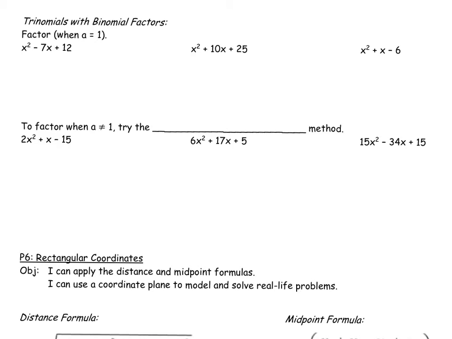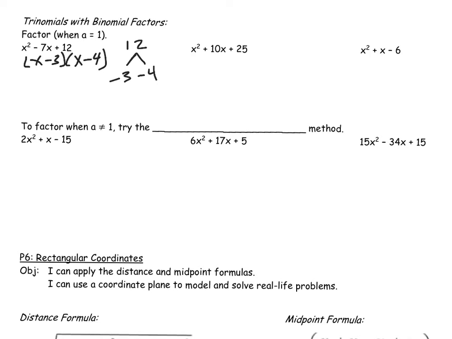So on this first one, I'm looking at factors of 12. It's pretty straightforward. I need 2 factors of 12 that add up to negative 7, which is going to be negative 3 and negative 4, which means this will factor to x minus 3 times x minus 4. Okay?